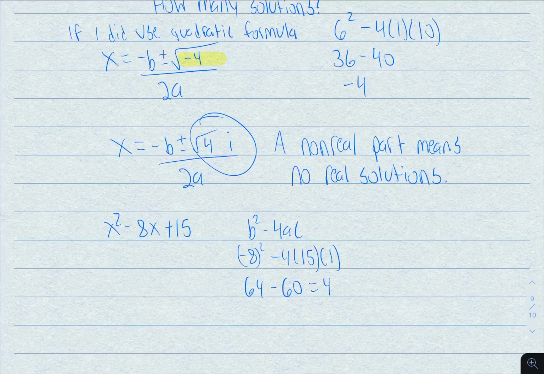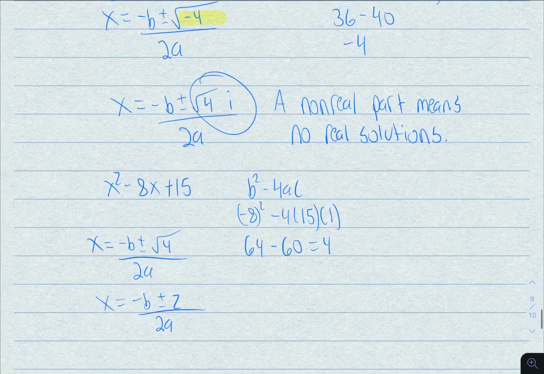And since this number is positive, that means if you did plug it into the quadratic formula, you would have the square root of 4. You would have negative b plus or minus the square root of 4 divided by 2a. Since the square root of 4 is a regular number, that means that if we were to actually solve for x, then we would have to add 2 for one of the answers and subtract 2 for the other answer.